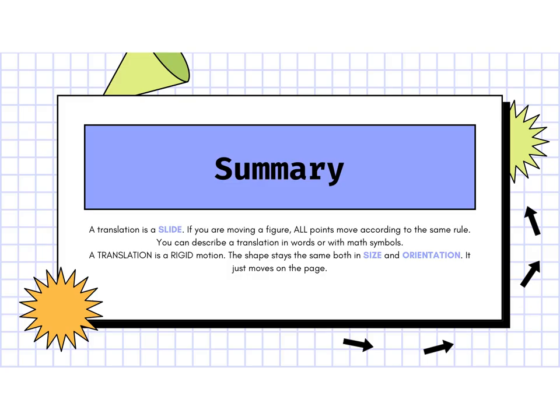So in summary, a translation is a slide. If you are moving a figure, all points move according to the same rule. You can describe a translation in words or math symbols. And a translation is a rigid motion. Remember, that means the shape stays the same both in size and orientation. It does not flip, it does not turn. It just moves on the page.